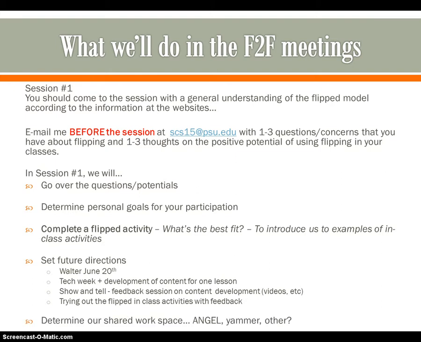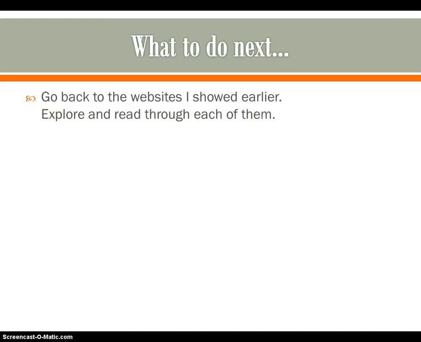And then I think in this first session we'll also have to determine where the shared workspace is going to be so that we can see what everybody's doing. Some things we may need to do a little bit of work ahead of time so that we're ready to try out those active learning pieces in the class. So we'll talk about that together, what people prefer, Angel or Yammer or something else. So we'll also get that done on that first session. So I hope that sounds like a good plan.